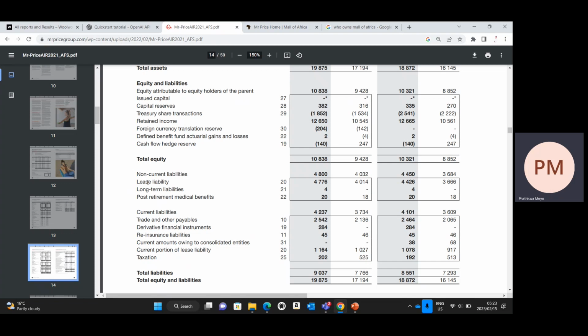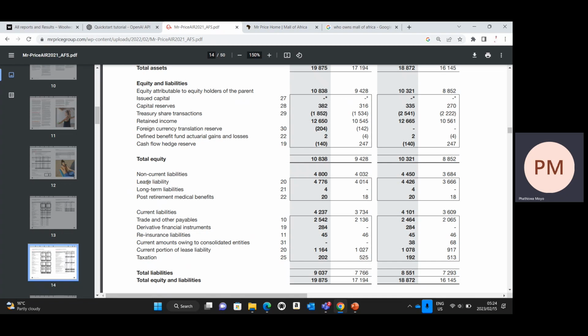So lease agreements, ladies and gentlemen, in malls, depending on the mall, might be working close to what we know rental to be, or working differently to what we know rent to be, and there is down payment of certain amounts and all. So the lease liability is coming from the long-term rentals Mr. Price is obligated to have at Mall of Africa once they enter into an agreement.